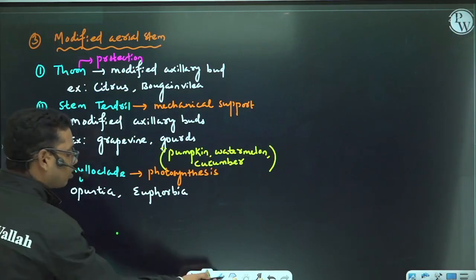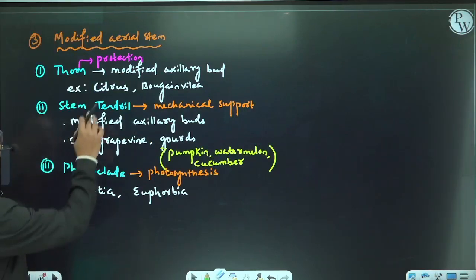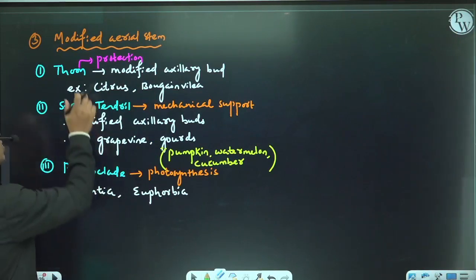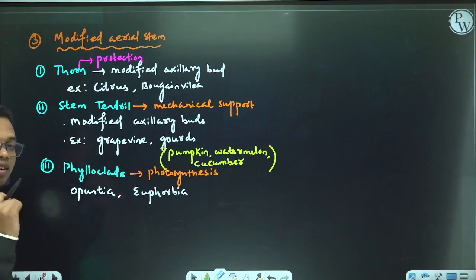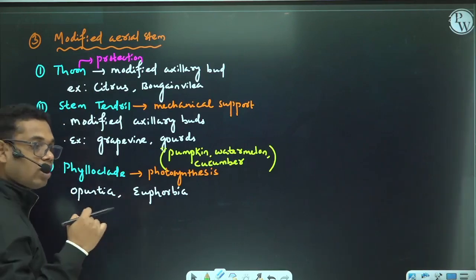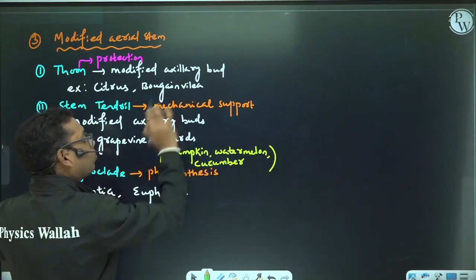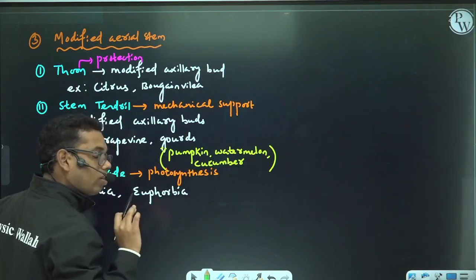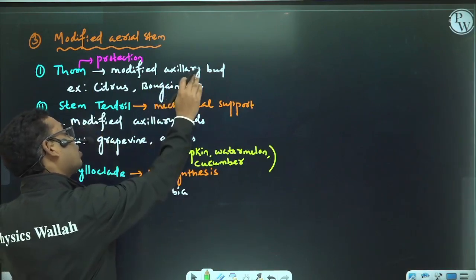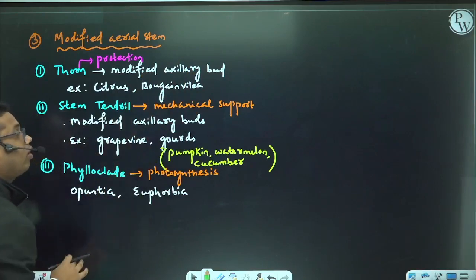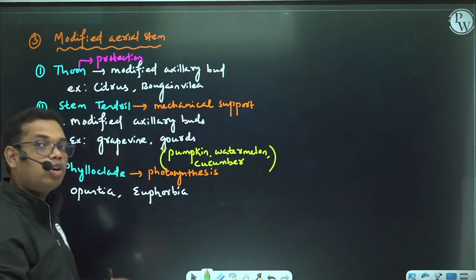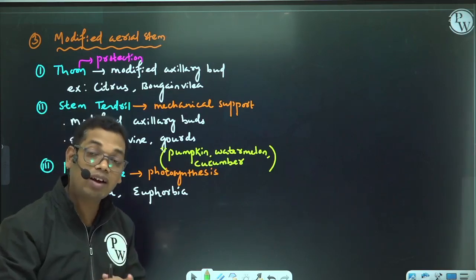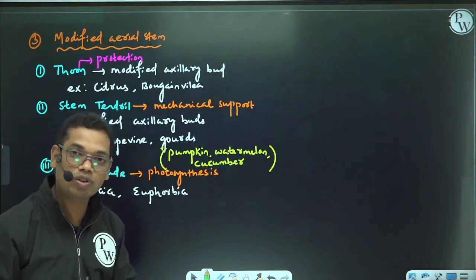The modified aerial stems are meant for providing protection, and the example is thorn. What is thorn? Thorn is modified stem. And which part of the stem gets modified? It is the axillary bud. The entire stem does not get modified. The axillary bud present in the stem gets modified, and that structure is called a thorn. Its function is to provide protection to the plant against grazing or browsing animals.